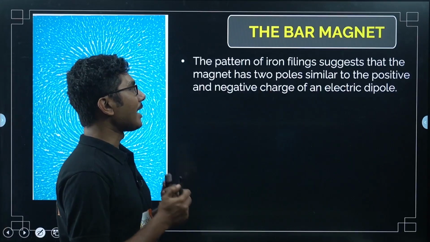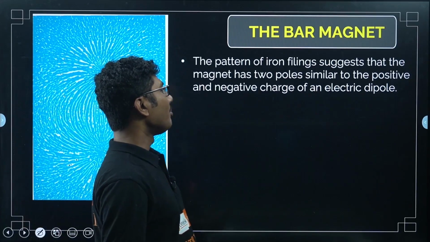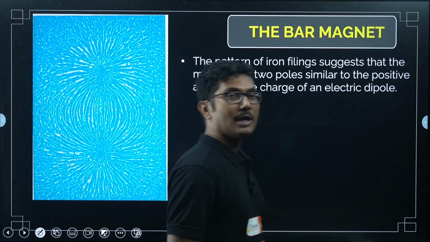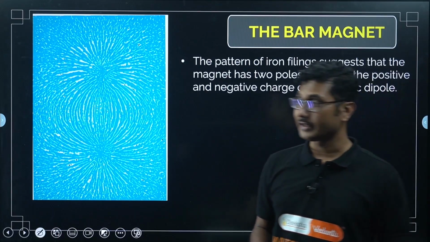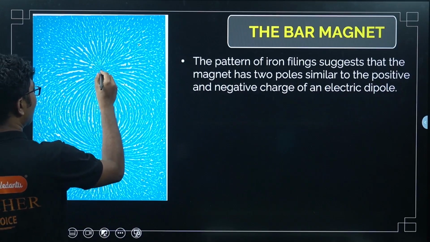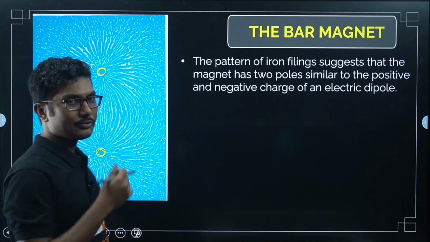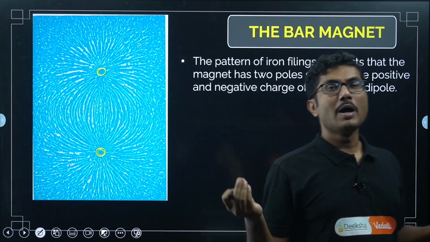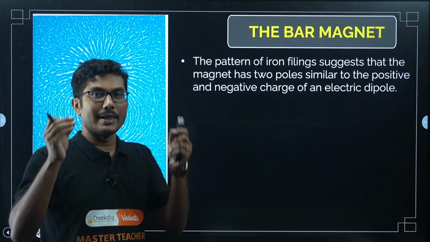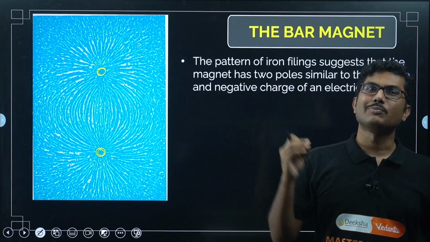The pattern of the iron filings suggests that the magnet has two poles, similar to the positive and negative charge of an electric dipole. Yes, if you remember the electric field lines of an electric dipole, it is similar to that. We have two poles. One pole is here, another pole is here. So basically you can say one positive charge, one negative charge. To form a dipole in electrostatics, we have to have two equal and opposite charges separated by a small distance.